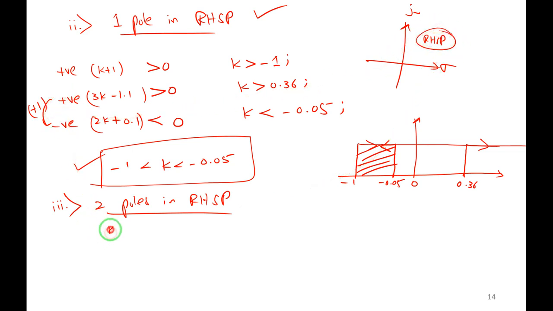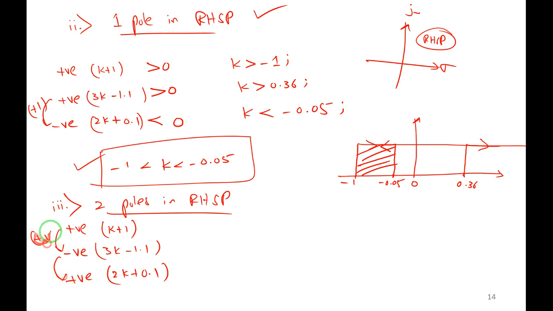So let me write the first column elements once again. K plus 1, this is always positive. 3k minus 1.1. 2k plus 0.1. So two sign changes means plus, then this I will make it negative, once again I will make it positive. Plus 2 minus 1 sign change, minus 2 plus 1 more sign change. I hope you are getting: two sign changes means two poles will be lying in the right half.